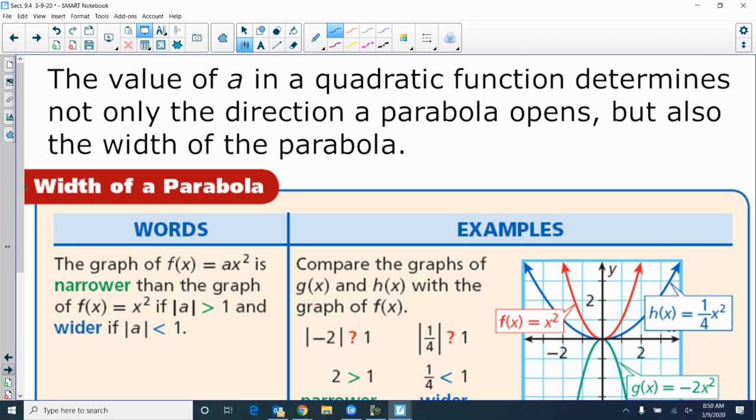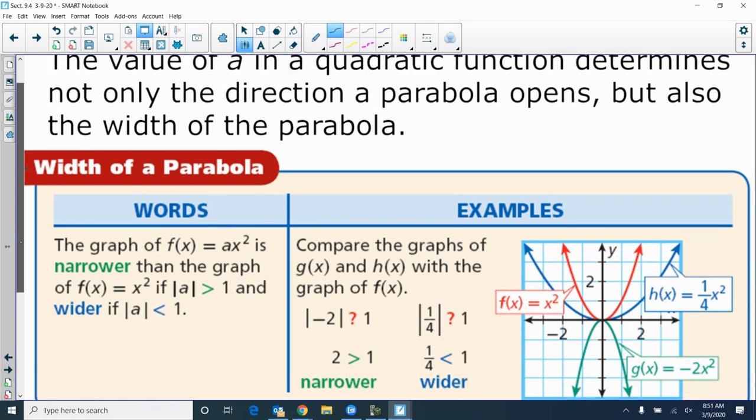So this is y equals x squared. What is the a value for that one? The a value is just 1. If you put a different number in front, like you make it y equals 2x squared, or y equals 0.4x squared, it's going to change its width. It's going to make it wider or narrower. So it determines what direction it opens, but it also determines how wide or how narrow it is.